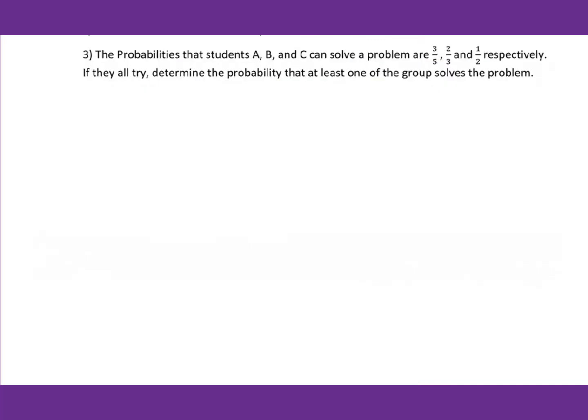Let's go to number 3. The probabilities that students A, B, and C can solve a problem are 3 over 5, 2 over 3, and 1 over 2 respectively. If they all try, determine the probability that at least one of the group solves the problem. At least, that means you use 1 minus the probability that none of them can solve this problem.